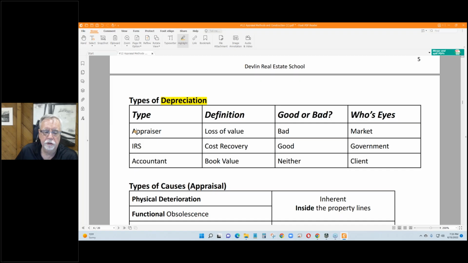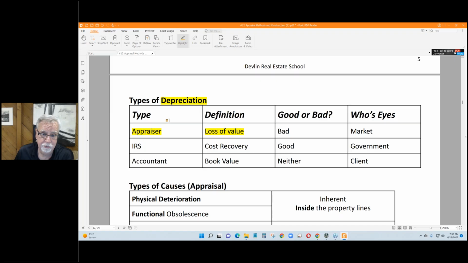So for an appraiser, depreciation is loss of value, which, as I've noted, is a bad thing. Your appraiser calls you up and says, that property downtown has a lot of depreciation. That's a bad thing to hear. How is that determined? How is it measured? Whose eyes are they looking through when they say you have a lot of depreciation? The answer is in the eyes of the market, because the market is saying that property is going down in value.